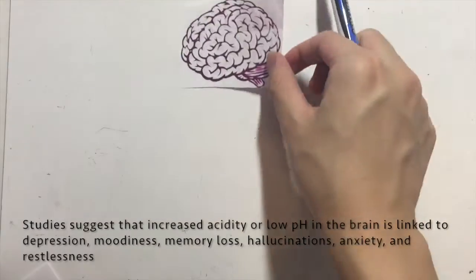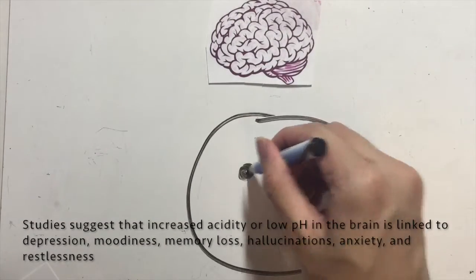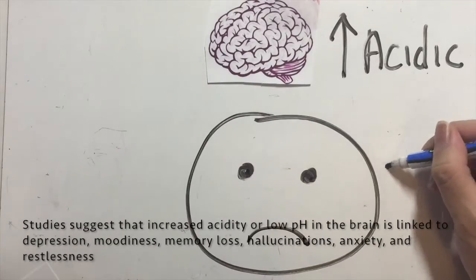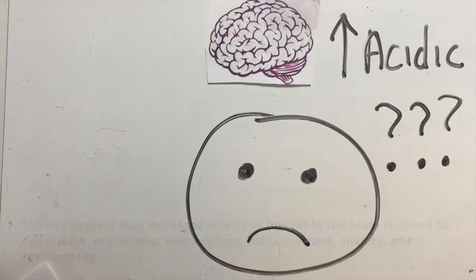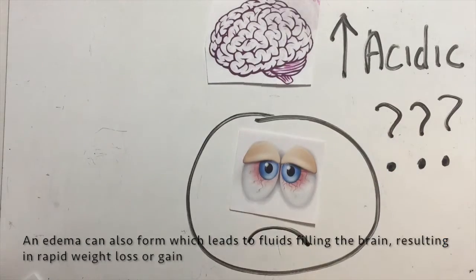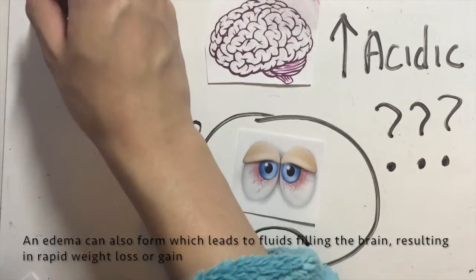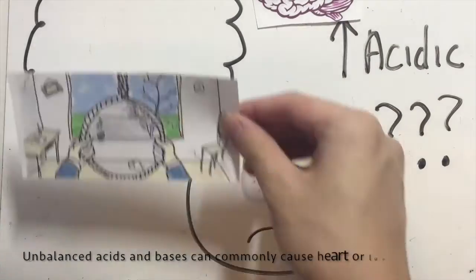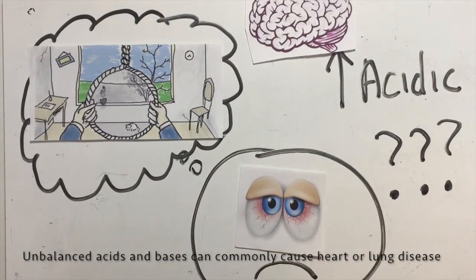Studies suggest that increased acidity or low pH in the brain is linked to depression, moodiness, memory loss, hallucination, anxiety, and restlessness. An edema can also form which leads to fluids filling the brain, resulting in rapid weight loss or gain. Unbalanced acids and bases can commonly cause heart or lung disease.